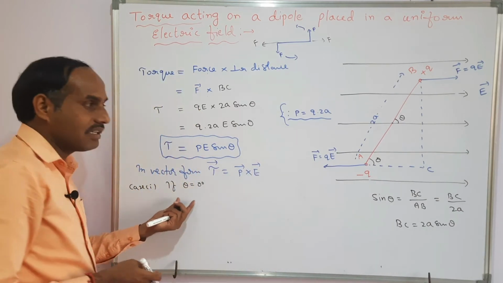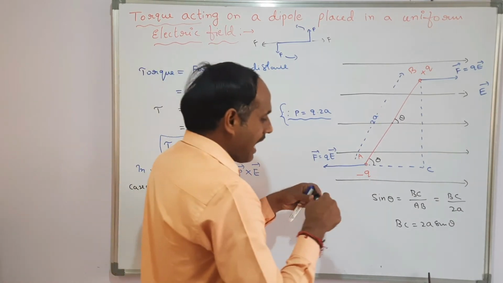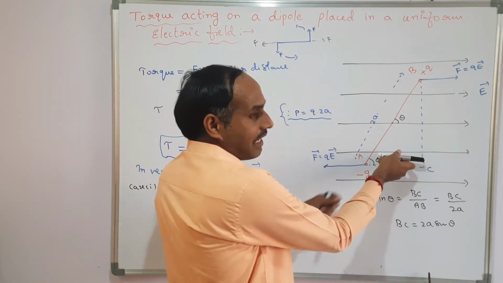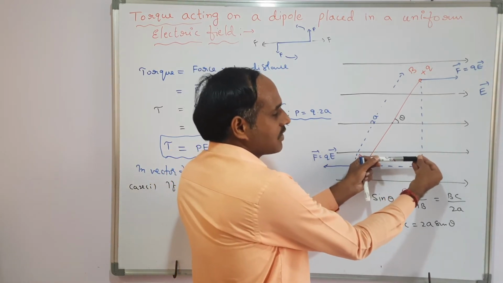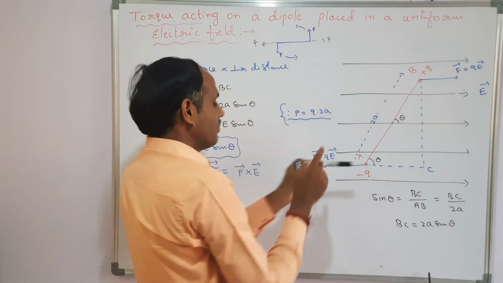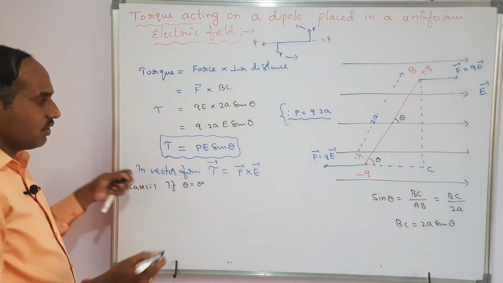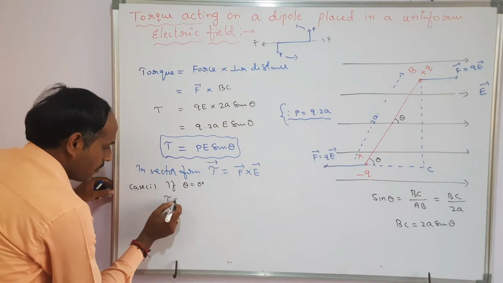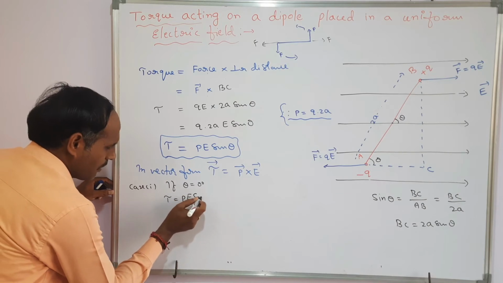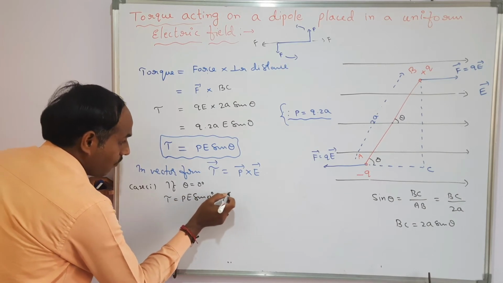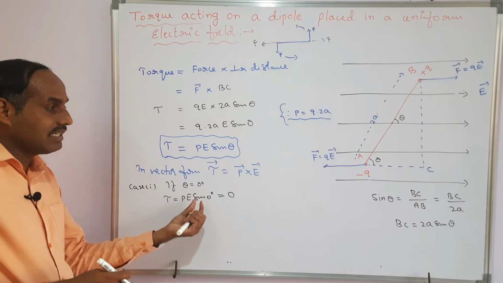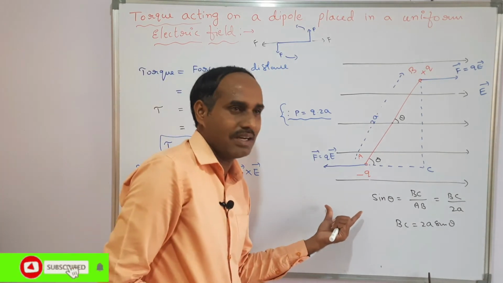That is the meaning of theta equals 0. It means the dipole is aligned in the direction of the electric field like this, so this positive charge experiences the force rightward and the other leftward. So when theta is 0, sine 0 is 0, and torque is P E sine 0. Of course, mathematically it gives 0, but what is the significance of this theta 0? You have to know from the diagram, right?